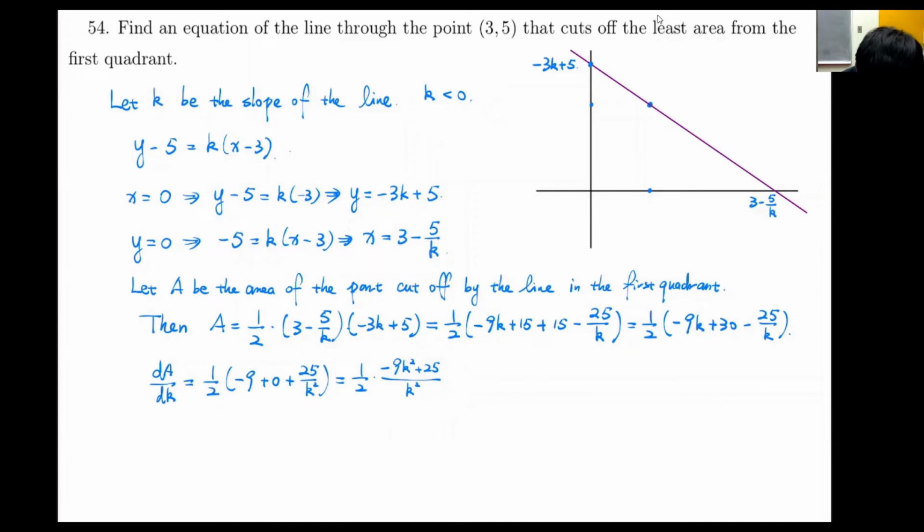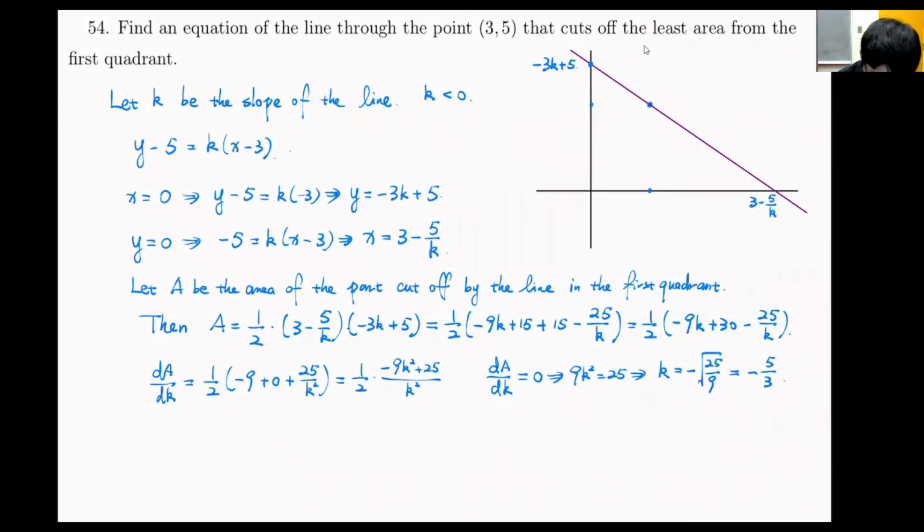Then dA over dk equals 0 implies that 9k squared equals 25. So k is going to be the negative root of 25 divided by 9. I'm not worrying about the positive root because we assume k is negative. So the answer will be minus 5 over 3. This is the critical number.